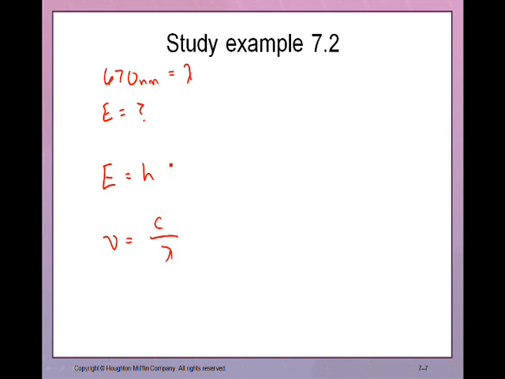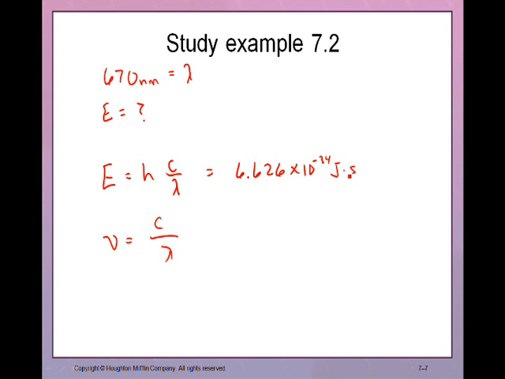So I'm just going to put that in here, speed of light divided by the wavelength. There we go, speed of light divided by wavelength times Planck's constant. So the energy for this particular reddish light is going to be 6.626 times 10 to the negative 34 joules times seconds.